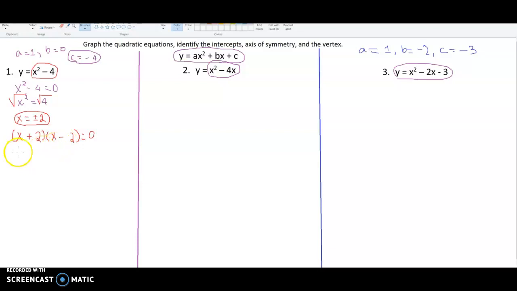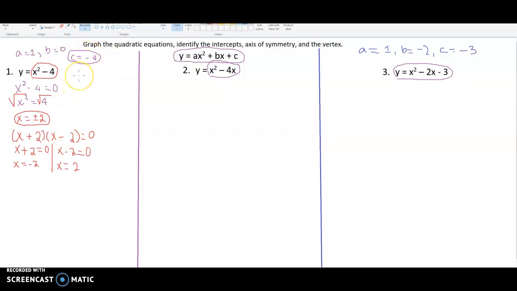Set equal to 0. Then you can use the zero product property to solve for x. So now it's going to be x plus 2 equals 0, so x is equal to -2. And then x minus 2 equals 0. Use inverse operation to get x alone. You're going to add 2, so x is equal to +2. So right there, I know that the x-intercepts are -2 and +2. And I also have the y-intercept. So I should be able to graph this equation.